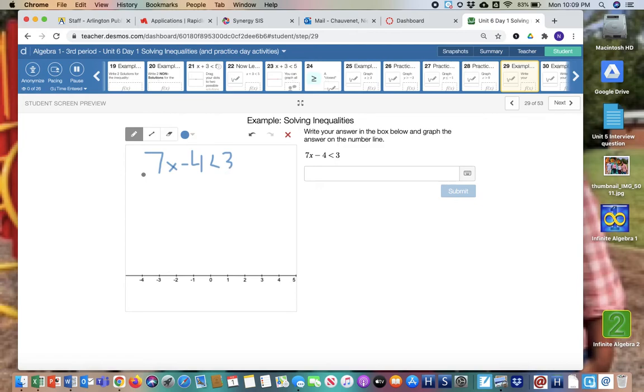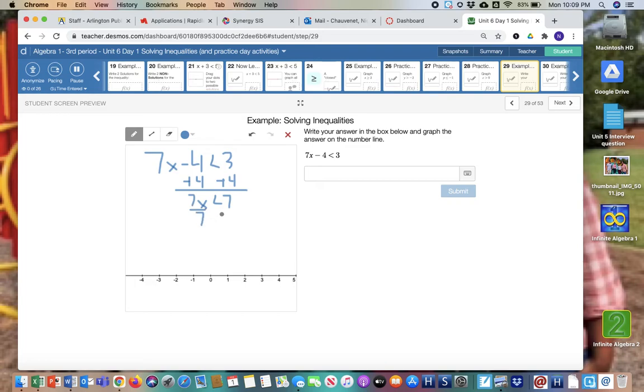So here you see 7x minus 4 is less than 3. So we're just going to add 4 to both sides. And really we're going to go through the same steps as if this was an equal sign. The fact that it's an inequality isn't really going to change anything for us on this problem. So we get 7x is less than 7.